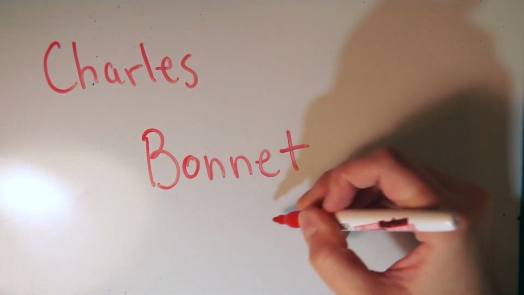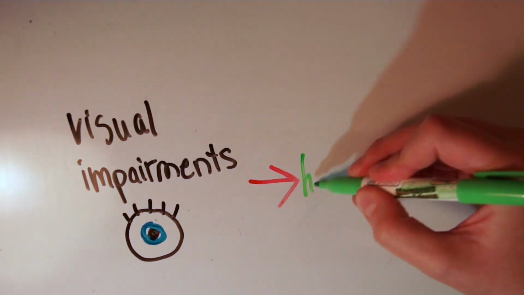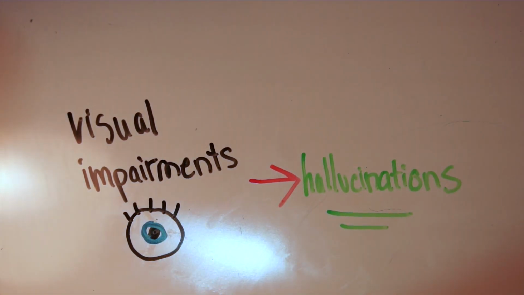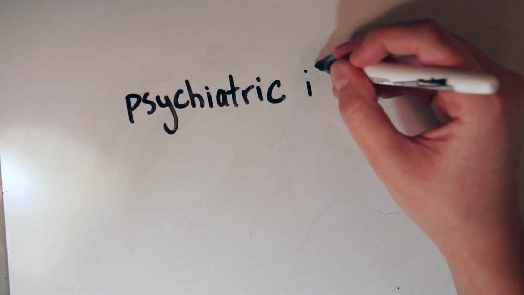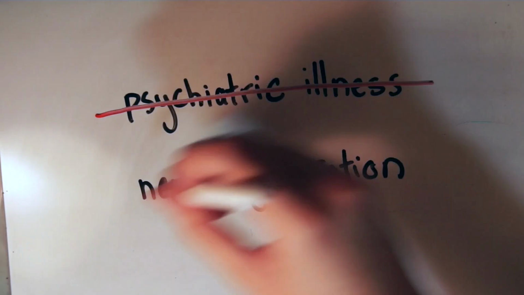Today we will be talking about Charles Bonnet syndrome, which is a neurological condition in which a primary visual impairment results in visual hallucinations. While hallucinations are commonly associated with psychiatric illnesses or neurodegenerative conditions, Charles Bonnet syndrome results from ocular diseases that disrupt the primary visual pathway.